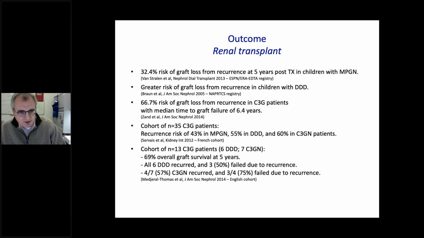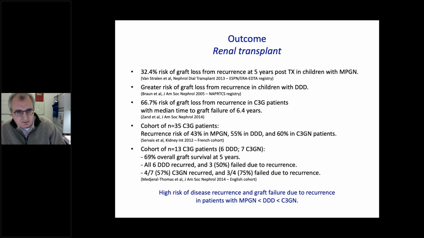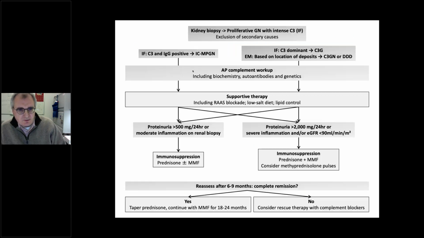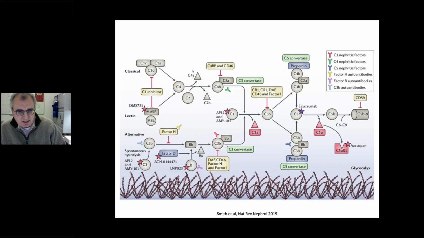And in this British cohort at the bottom, in this English cohort, the very small numbers of 6 dense deposit disease patients out of 13 total all recurred. And overall, the risk of graft failure due to recurrence, again, is high. And that's summarized here at the bottom. I skipped this here since I mentioned it already, and finish off with this slide.